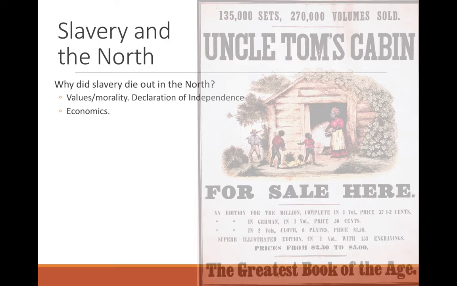If you had investment money, capital, in the early 1800s, it tended to go more towards building a mill or starting a shipping business, so trading and industry. And so the wealth of the North was not based on slavery, it was based on those other investments. And that's really why it died out in the North.